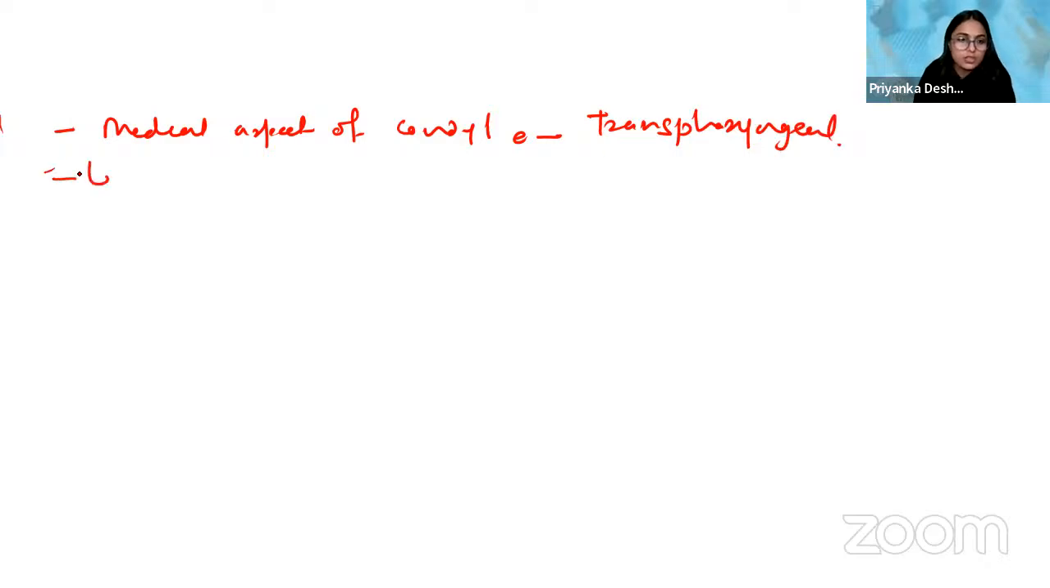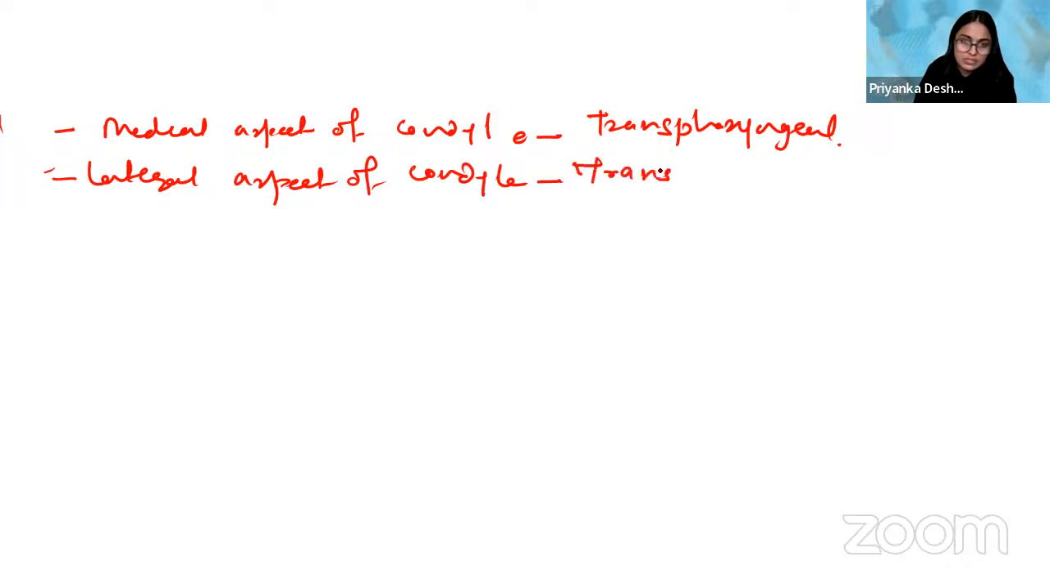medial aspect of condyle, we use the transpharyngeal view. To check the lateral aspect of condyle, we use the transcranial view. So these are very important for the different aspects of condyle and which view to use. They are very specific, so you need to remember these.